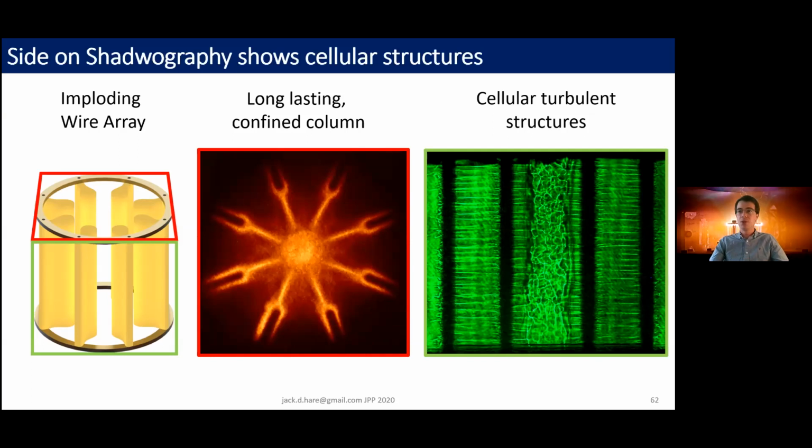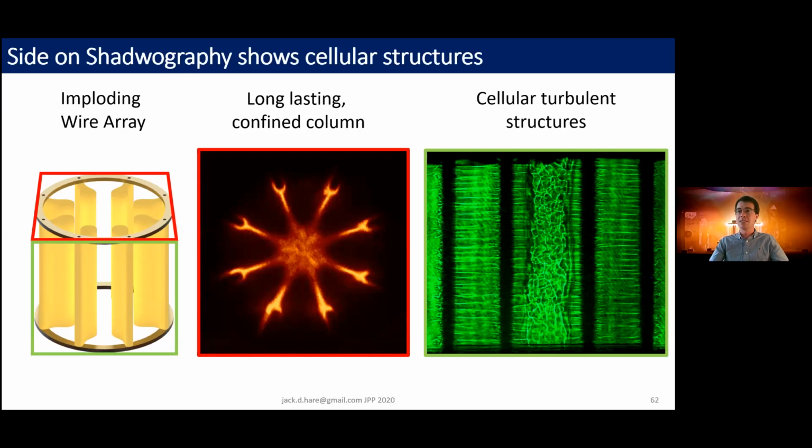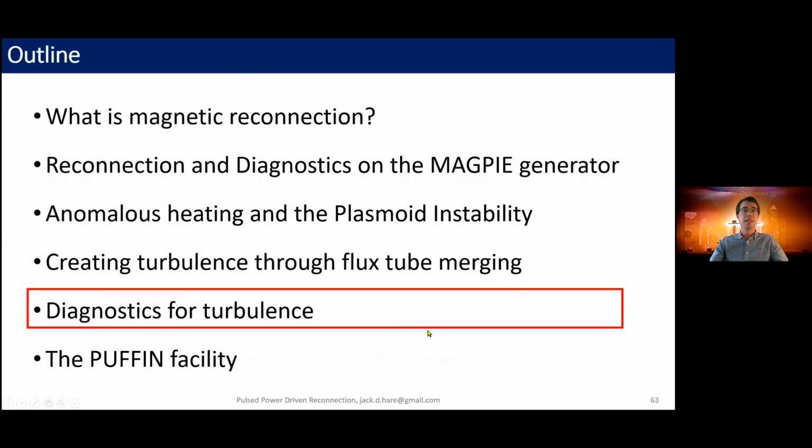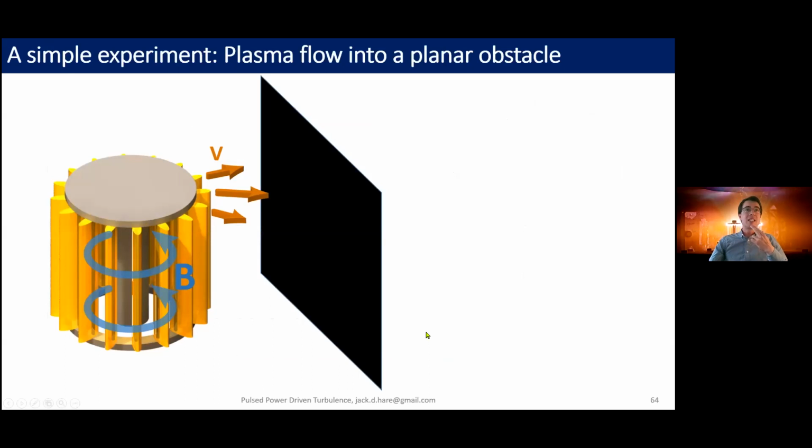So for the rest of my talk, I'm going to be discussing some new diagnostics that we're developing for studying magnetized or MHD turbulence. And I'm going to start by talking a lot about a new diagnostic we've recently developed called an imaging refractometer. And I'm going to demonstrate it using a very simple experiment. This experiment goes back to our old friends, the exploding wire array. And we've just placed a simple planar obstacle here. So we have a diverging source of magnetized plasma colliding with a wall.